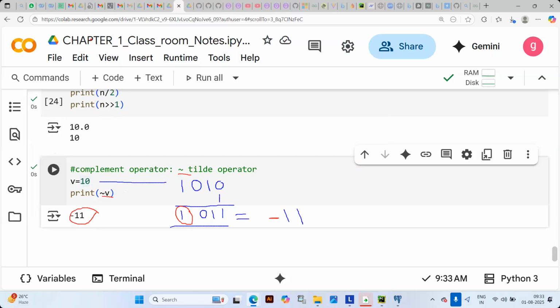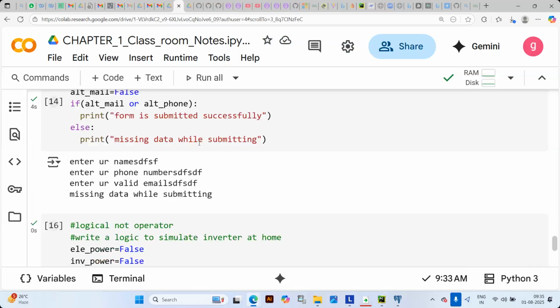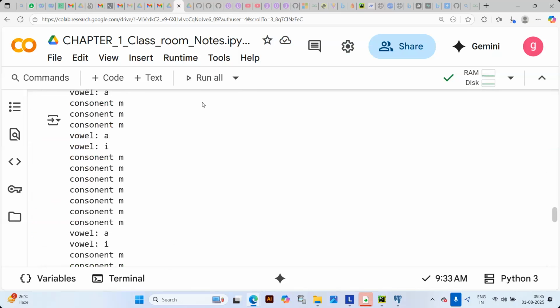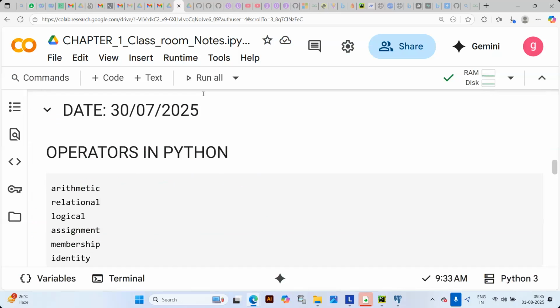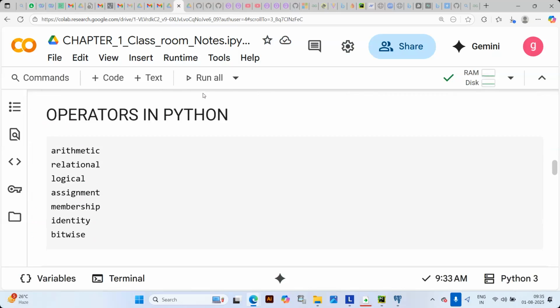So these are all operators that are electronically used. Probably being a software developer, you might not be doing all this, but it's your responsibility to understand what exactly these operators are and what they actually do. So with this, all these 7 types of operators I have completed according to my knowledge. Let us cross verify what operators we had. We have totally 7 types of operators: arithmetic, relational, logical, assignment, membership, identity, and bitwise operators.